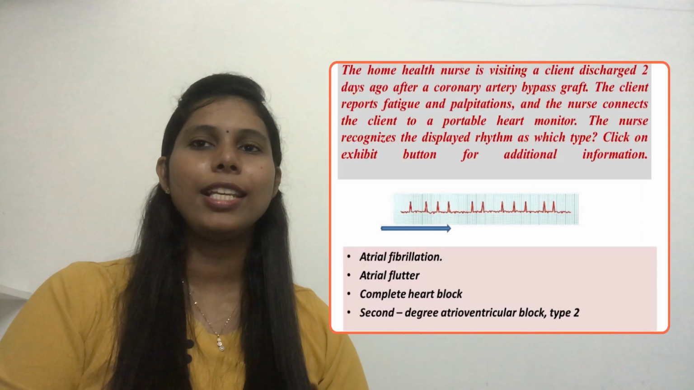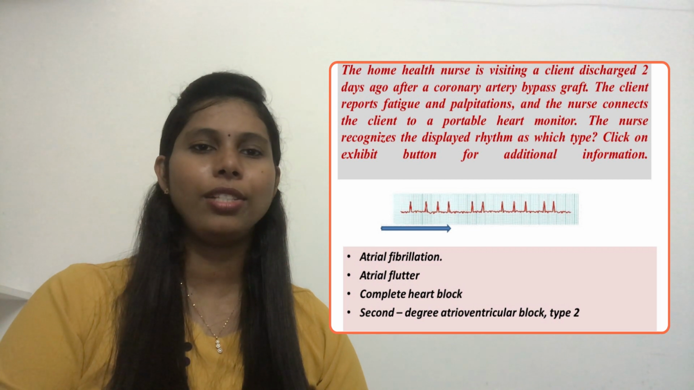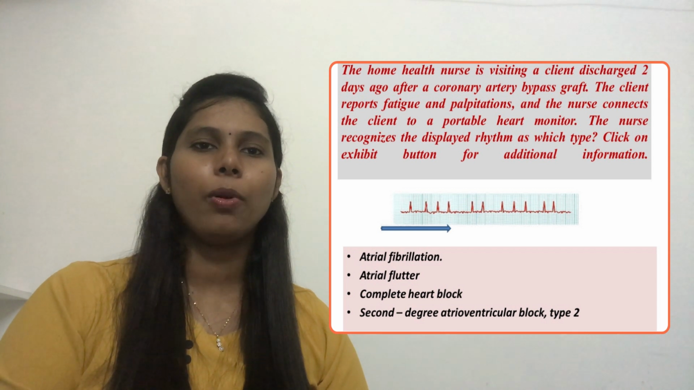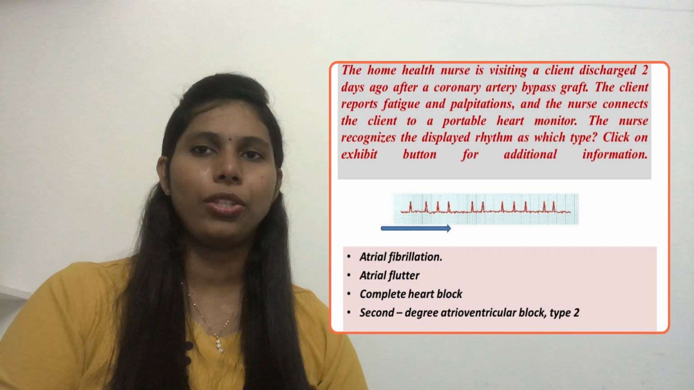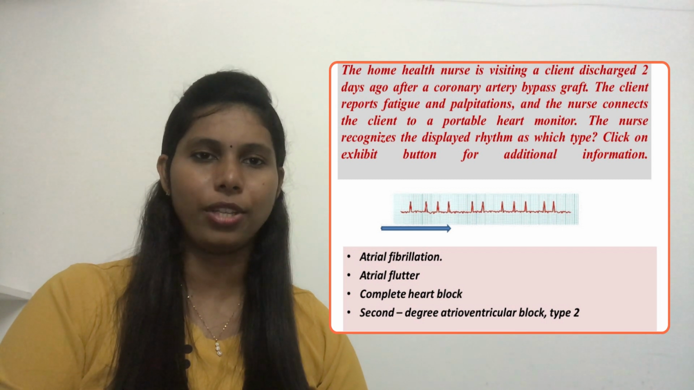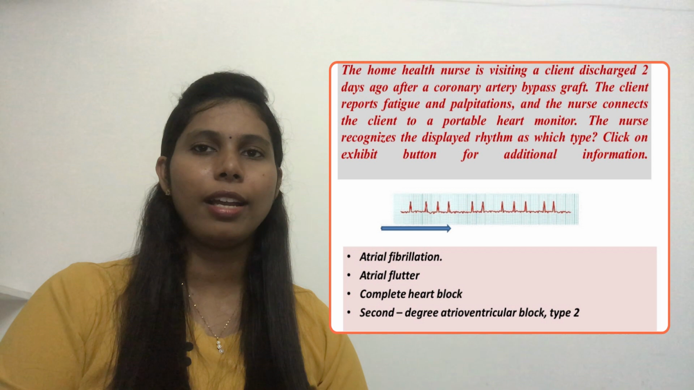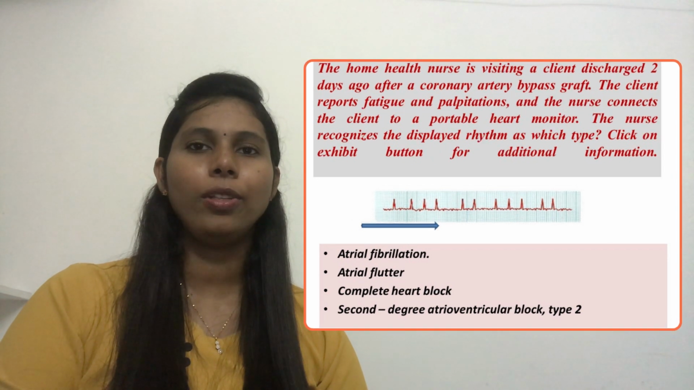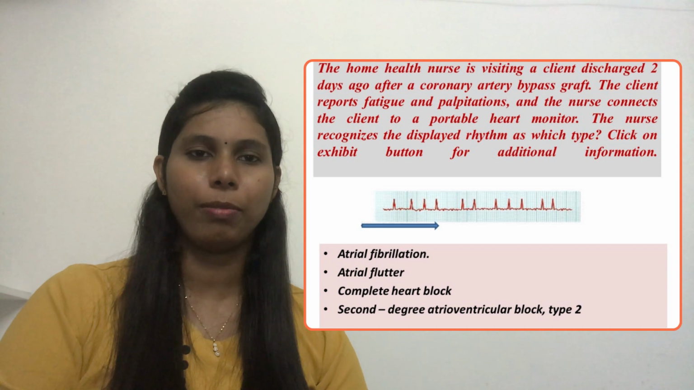The home health nurse is visiting a client discharged 2 days ago after a coronary artery bypass graft (CABG). The client reports fatigue and palpitations, and the nurse connects the client to a portable heart monitor. The nurse recognizes the displayed rhythm as which type? Click on the exhibit button for additional information.